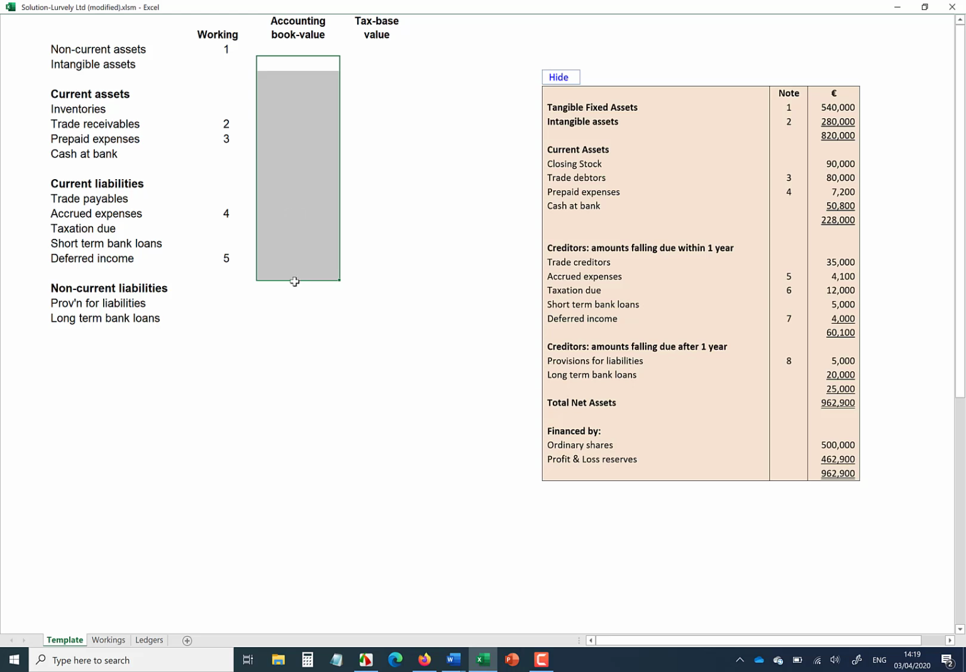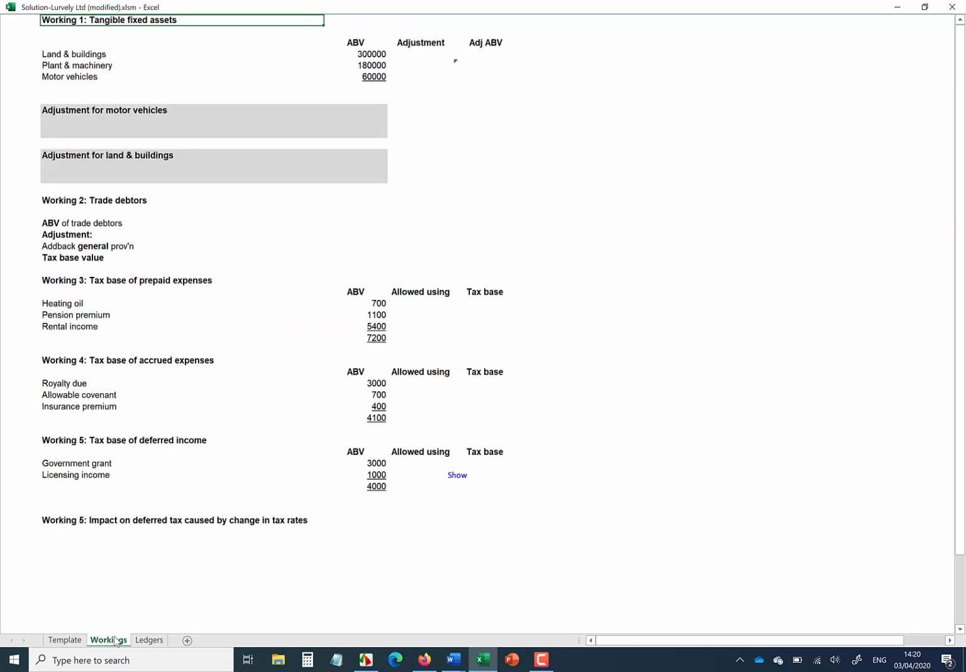They don't typically require any changes. So you've got your 280, 90, 80, 7200, etc. So all of those are as per the balance sheet. And then we need to deal with the non-current assets. Now, with the non-current assets, as per the question, there's a series of disallowed elements in the case of land and buildings and motor vehicles, and we need to allow for those in our calculation of accounting book value.